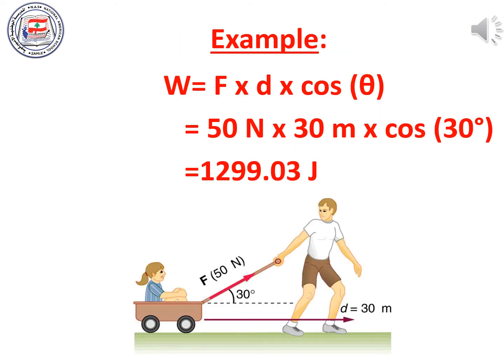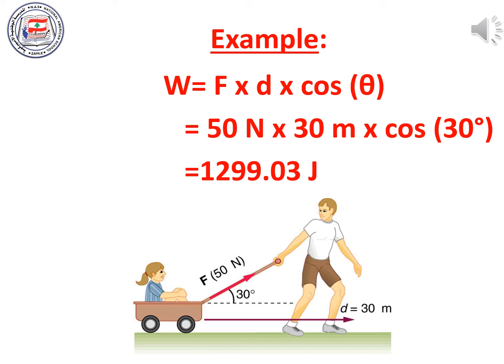Now look at the figure in front of you. This is an example where the force acting on an object and the displacement of the object are not in the same direction. They have an angle between them. Here, the force that is being exerted by the person on the carriage is equal to 15 newtons, the displacement of the object is equal to 30 meters, and the angle between the displacement and the force is equal to 30 degrees.